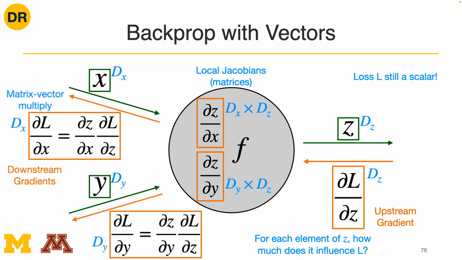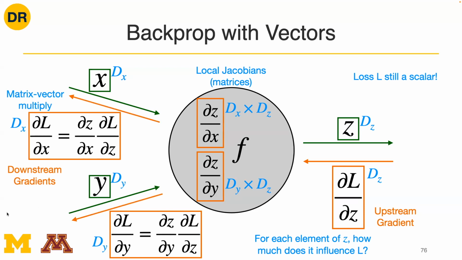Then our final downstream gradients are going to be calculated using a matrix-vector multiplication, where we take these local Jacobians and multiply them by the upstream gradient. The final output sizes are then the same shape, or the same dimension, as the input vectors were.